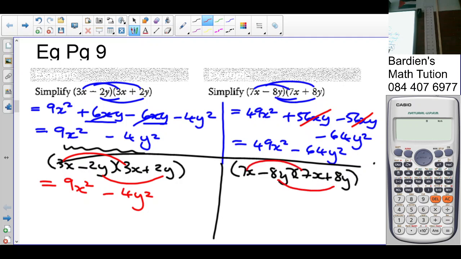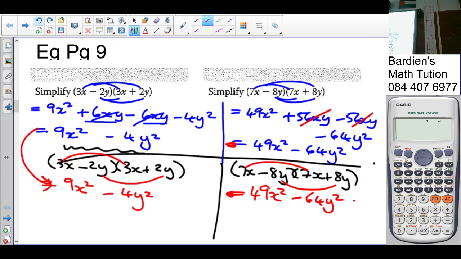As you can see again, if that had to be positive and that had to be negative, same rule applies anyway. They're exactly the same. One is plus and one is minus. I multiply the first and the last. So 7x times 7x is 49x squared. Negative 8y times positive 8y is negative 64y squared. As you can see, the answers are the same.